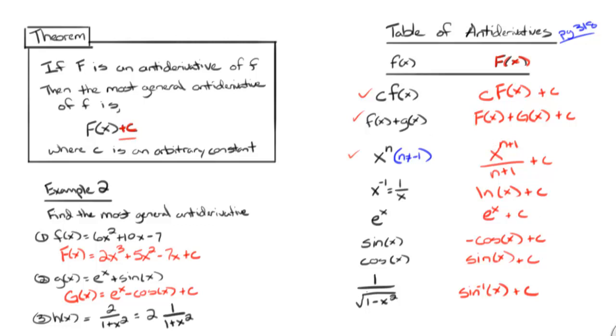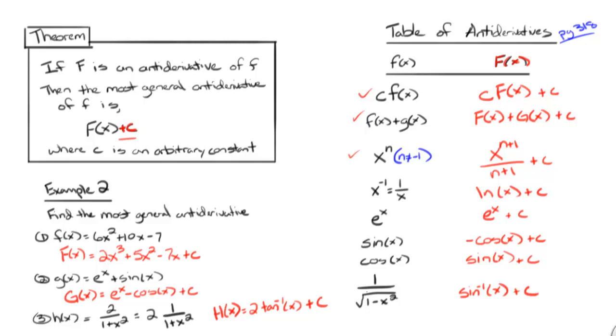Now, this isn't in my table, but you might be able to think, what is the antiderivative of 1 over 1 plus x squared? And what you need to think again is, what function when I differentiated gave me 1 over 1 plus x squared? And if you're thinking tangent inverse, you are a genius. In this case right here, I have 2 times the tangent inverse of x. And then, for my general form, I need to add that c value on there.